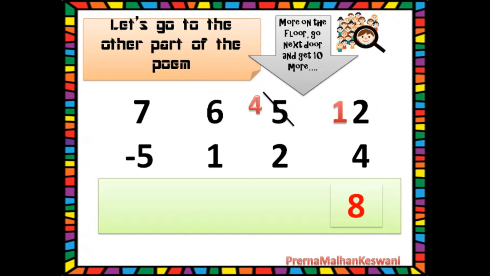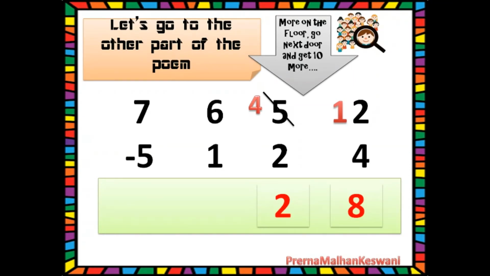Now let's see the tens part. 4 minus 2. It is more on the top. That means simple subtraction. No need to stop. Start counting from 2 to 4. 3, 4. The answer is 2.